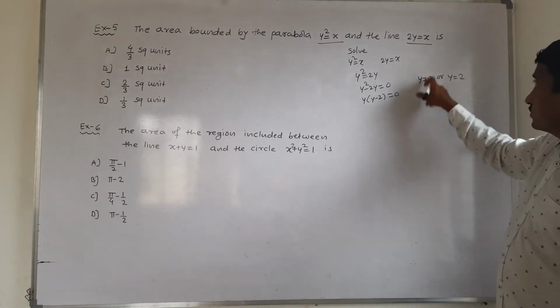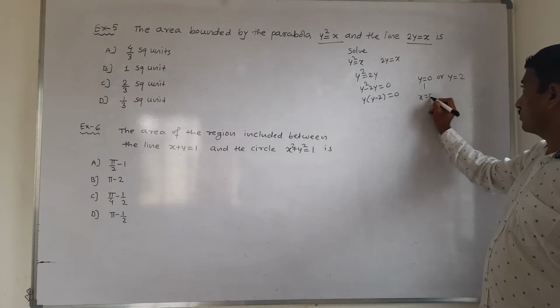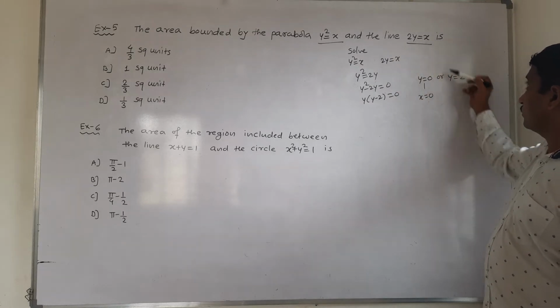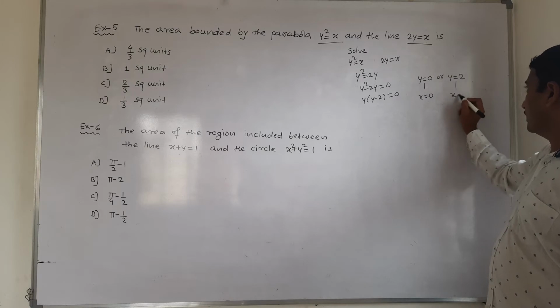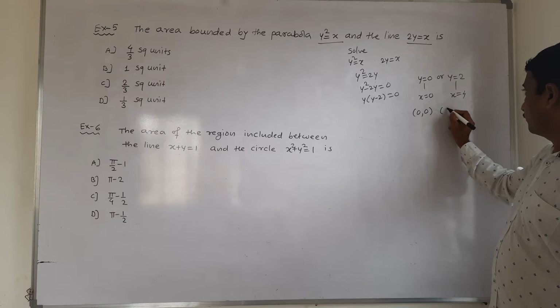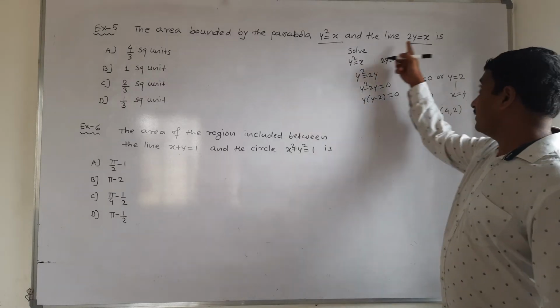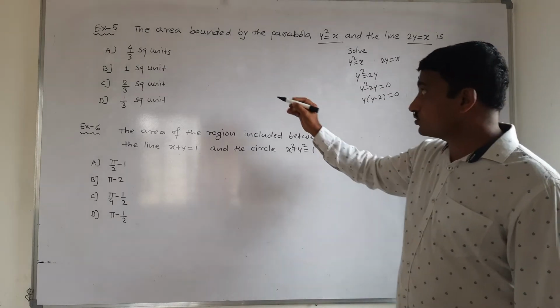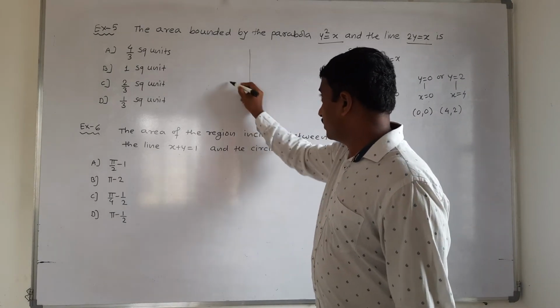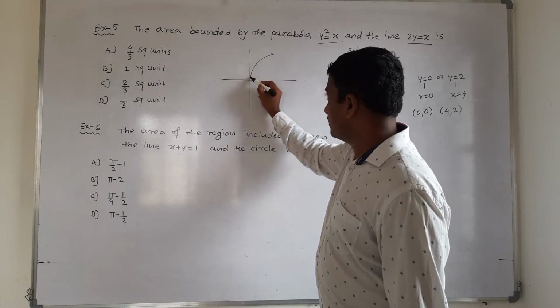Put y is equal to 0 in this, we get x equal to 0. Put y is equal to 2 in this, x equal to 4. Therefore, the points are (0, 0) and (4, 2). These are the 2 points where the parabola and this line meet. Now I draw this. This is the y square is equal to x parabola.